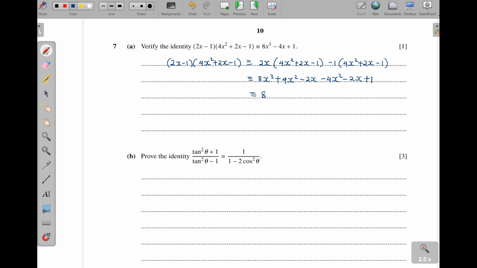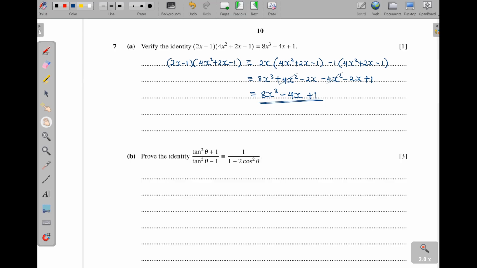And then we shall have 8x cubed. This is 4x squared. This is minus 4x squared. That means this one will go. So we shall have then minus 2x, that is minus 4x, and then plus the 1 here. So it is already out.